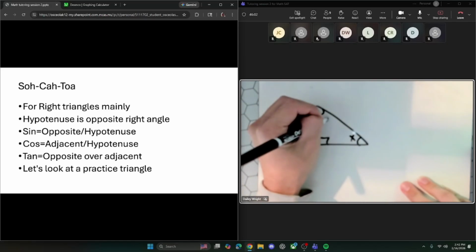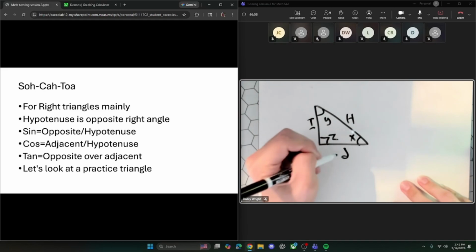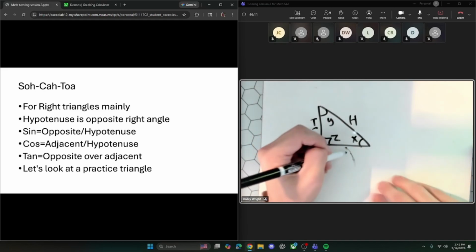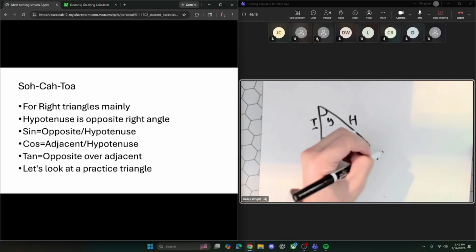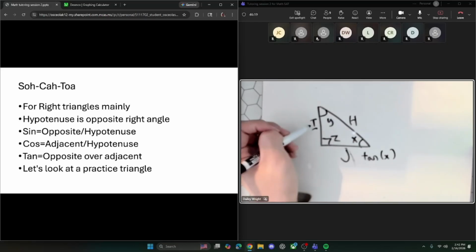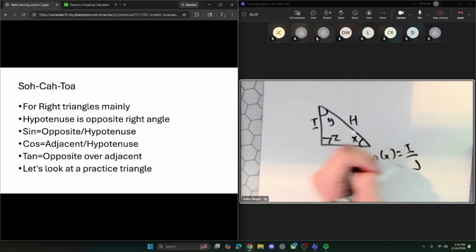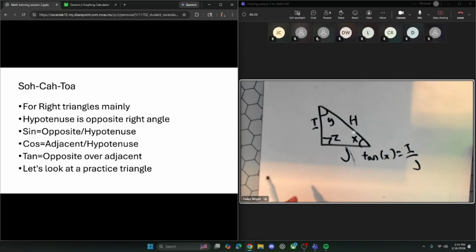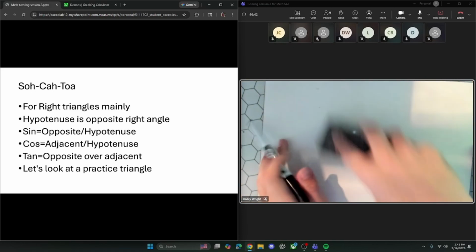Let's call this X, Y, Z, H, I, J. Use the same thing. Tangent of X would be opposite, which is I, over adjacent, which is J. You're always going to have two adjacent sides to your triangle. Just know it's never going to be the hypotenuse. The adjacent is the smaller of your sides.